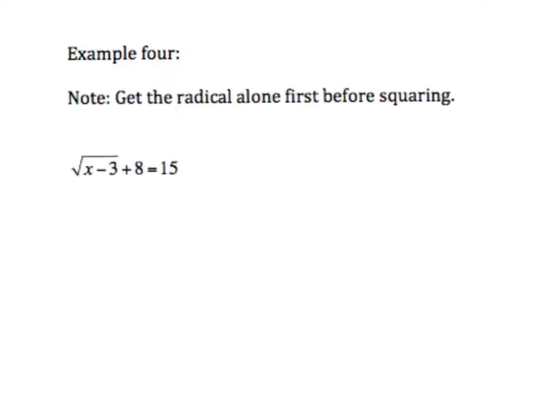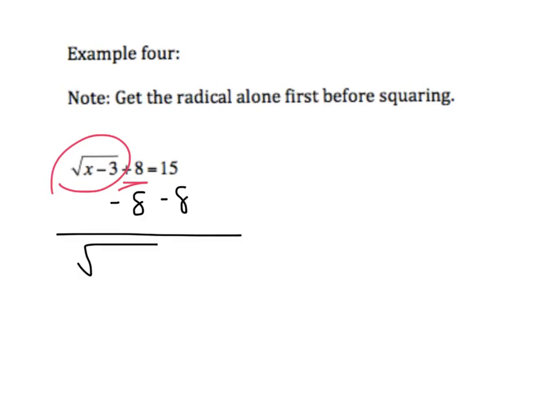Last one. There will be times when you have a square root and then you're adding something to it. You treat the square root like it's parentheses, so we need to isolate it. So your first step is going to be subtracting 8 before you even square anything. So now we just subtract 8 from 15 and you get 7.